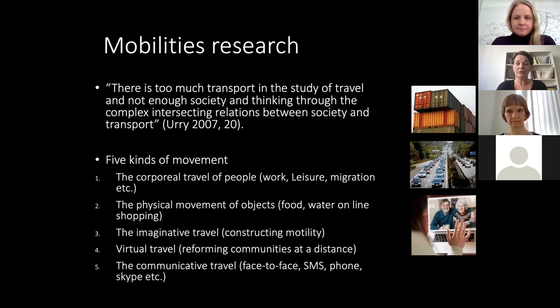The whole idea is basically saying that when we take one of them out and investigate it, isolate it from the others, we are missing important points. And he talked about the corporal travel of people, the physical movement of objects, the imaginative travel, the virtual travel, and the communicative travel.